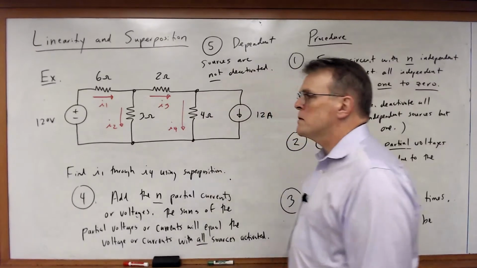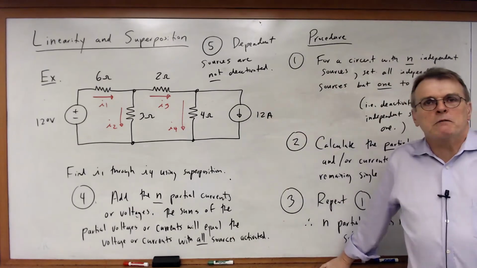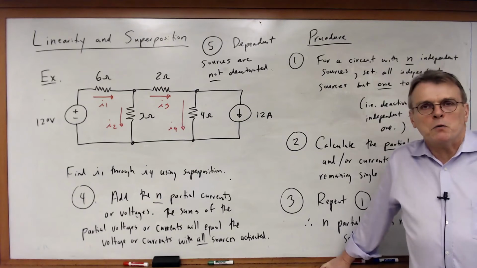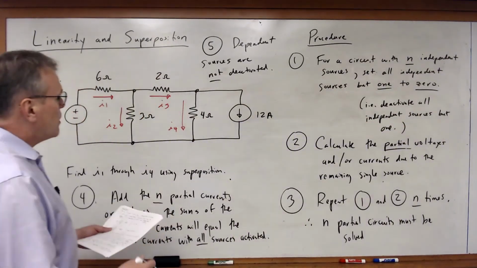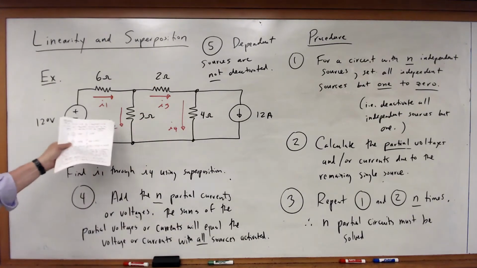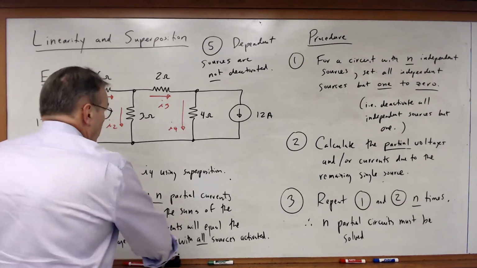So dependent sources, we just treat them like resistors. They will appear in every circuit. We do not zero them out. We do not try to solve independently for a dependent source. Okay? So let's go through and let's work this problem. Let's use this technique, and then let's solve for these partial currents.